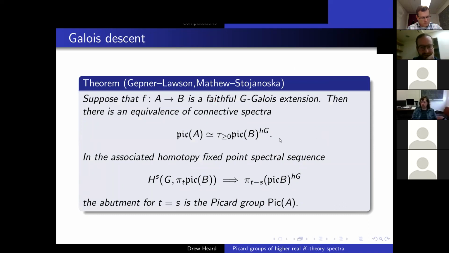Coming from the homotopy fixed points on pic B, we get a spectral sequence. It starts from the cohomology of G with coefficients in pi_t of pic B, and it converges to the homotopy fixed points of the G action. But this result here says that in positive degrees, the homotopy of this side is just the homotopy of this side. This says that when t equals s, i.e. pi 0 of this thing, it's just pi naught of pic A, but we know that pi naught of pic A is just the Picard group of A modules itself.